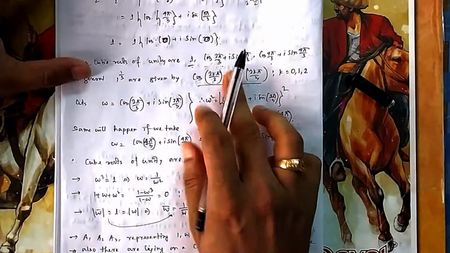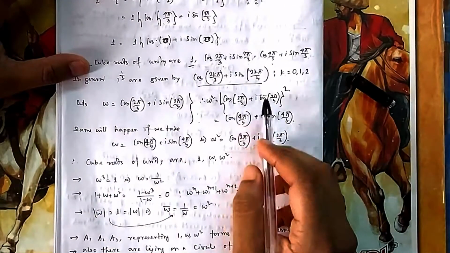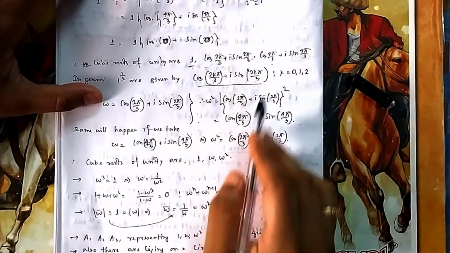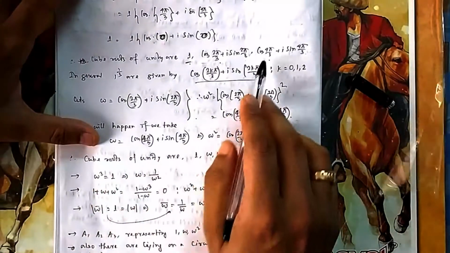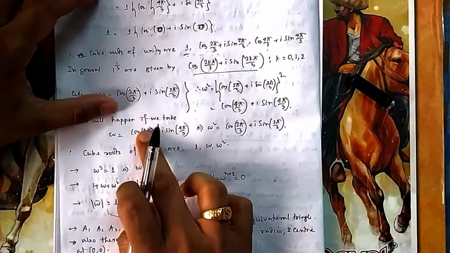So let me take omega, this one. The first one is omega. If I square it using De Moivre's theorem, you will find this one. If I take this one as omega, then this becomes omega square. Similarly, if you take this one as omega, then omega square will become this one. If you take the square, it is 8 pi by 3.